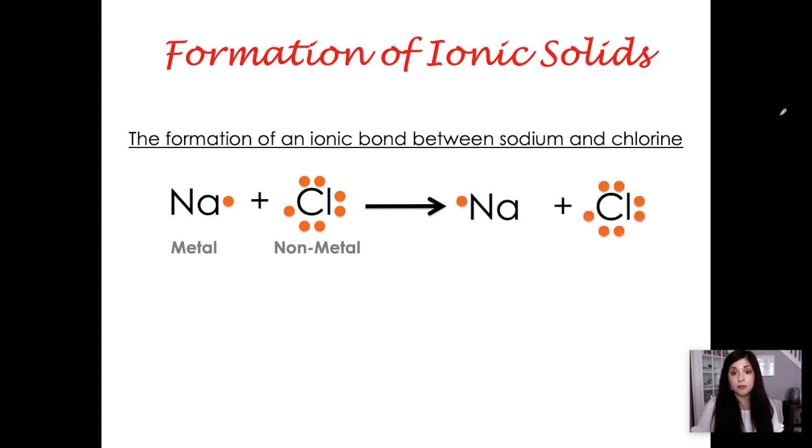And to do that, here's a nice little animation that I made. So chlorine is going to rip that 1 electron from sodium. And when it does that, they both satisfy the octet rule, right? We've talked about this back in Chem 1.